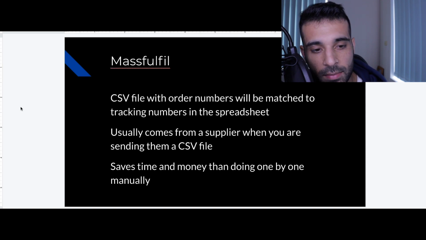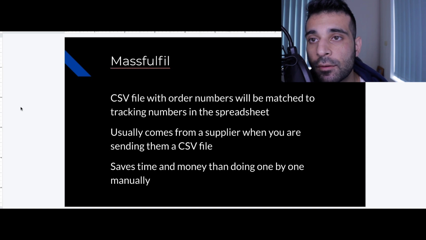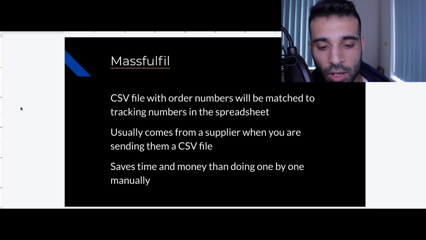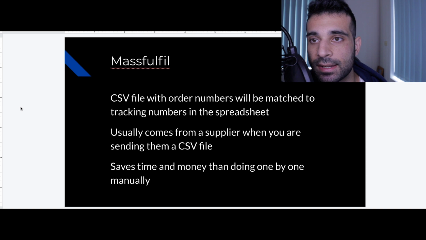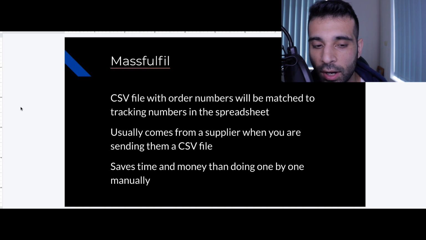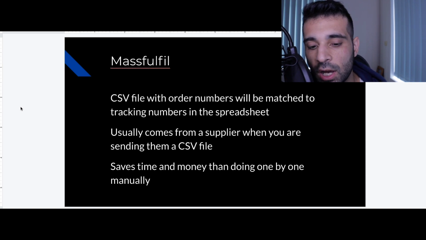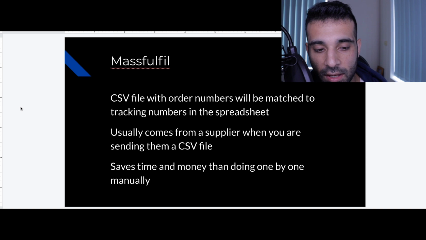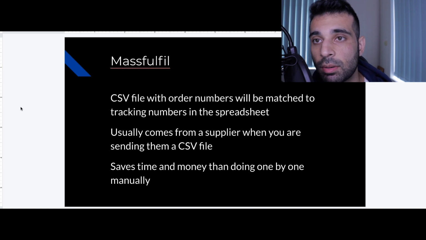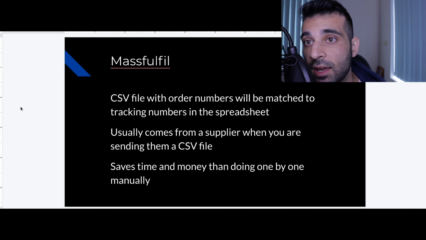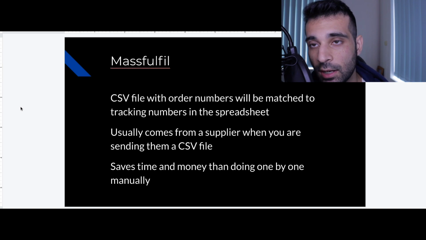So the next app is Mass Fulfill. This is for people who have suppliers that they're working with directly and are sending CSV files or spreadsheet Excel files to them with their orders in there, right? If you don't do that, then disregard this until you're actually doing it. But for my people who are making CSV files and sending them to their supplier, more than likely your supplier sends back that CSV file with tracking numbers, right?